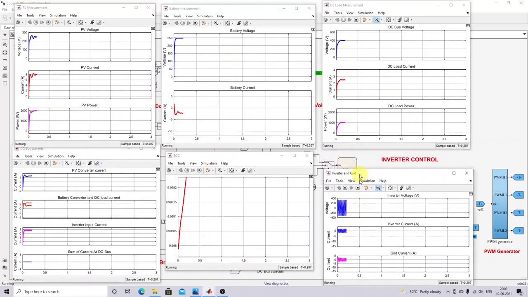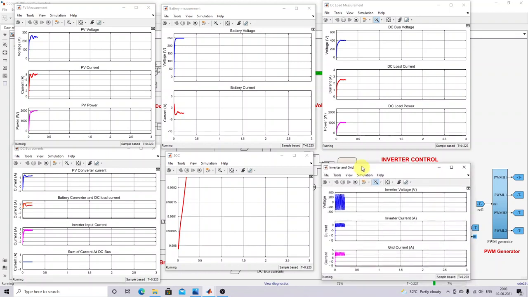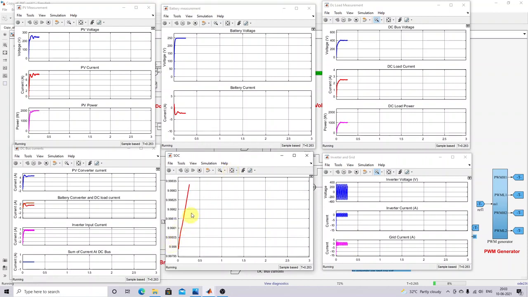Here you can see that the 2 amps peak current will be the reference. So solar PV is now supplying power to charge the battery, supply the DC load, and then supply the grid. Here you can see that the SOC of the battery is increasing. So after 0.3 seconds, what will happen? The irradiation changes from 1000 watts per meter square to 500 watts per meter square. Because of that, there is definitely a drop in PV power.